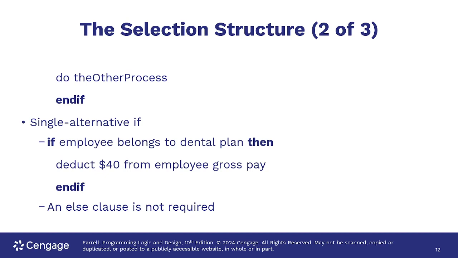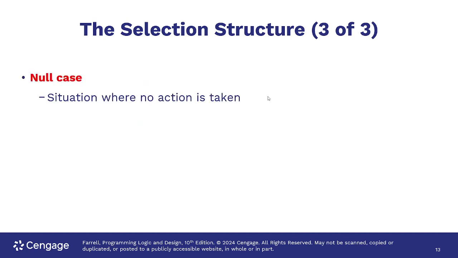A single alternative looks like this. If the employee belongs to dental plan, then deduct $40 from gross pay. In this case, an else clause is not required. It's a single alternative. You either do it or you don't. If it's cold outside, put on a jacket. There's no else statement, just put on a jacket. A null case is a situation where no action is taken. So in a single alternative if there is no value inputted, no action is taken.